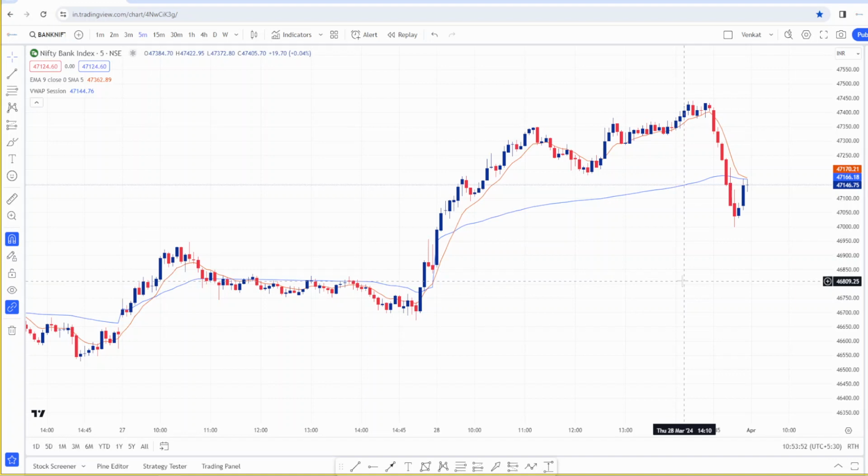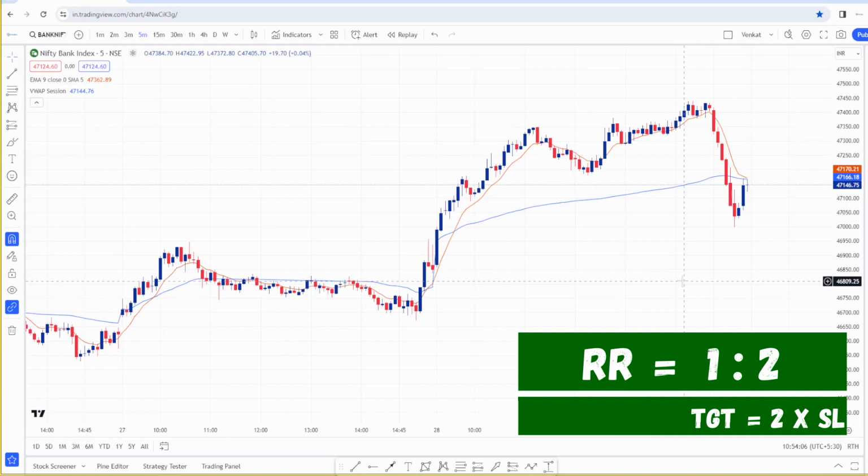So what is the success rate of this strategy? As I backtested this strategy for the last 5 years, the success rate is more than 70%. Even if the success rate is only 50%, you will still be in profit. How? Because we are fixing our stop loss, and our target will be double the stop loss. That is, if the stop loss is 50 points, our target will be 100 points.